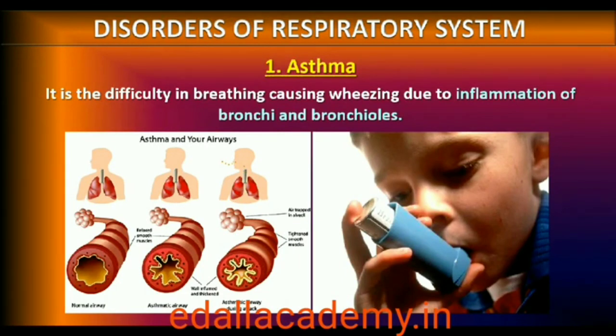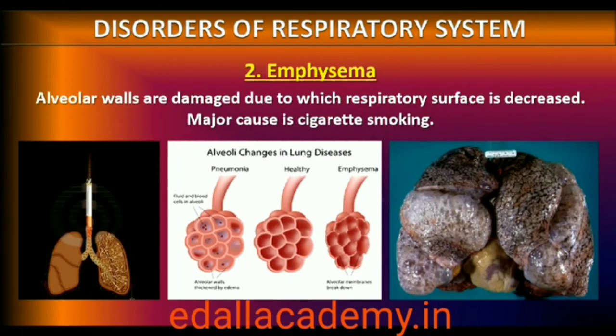17.6 Disorders of respiratory system. Asthma is a difficulty in breathing causing wheezing due to inflammation of bronchi and bronchioles. Emphysema is a chronic disorder in which alveolar walls are damaged due to which respiratory surface is decreased. One of the major causes of this is cigarette smoking.